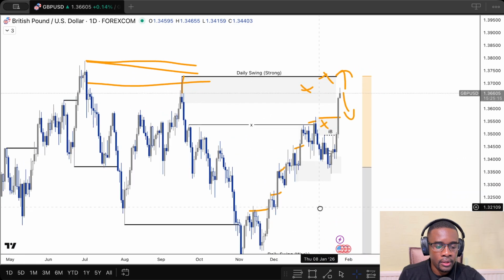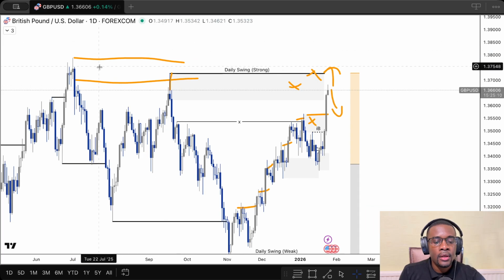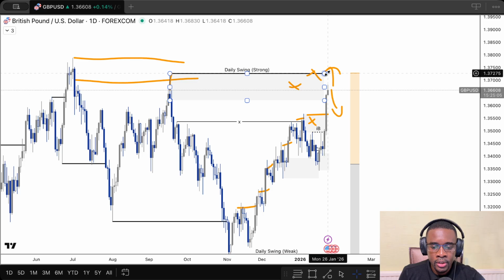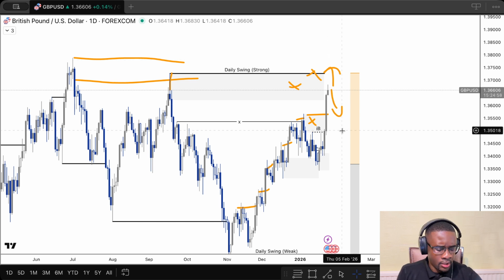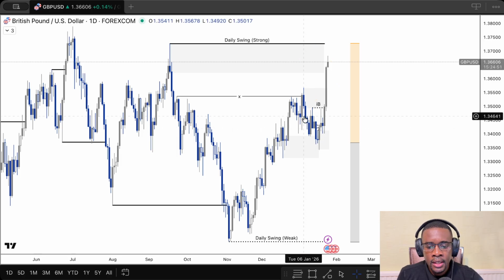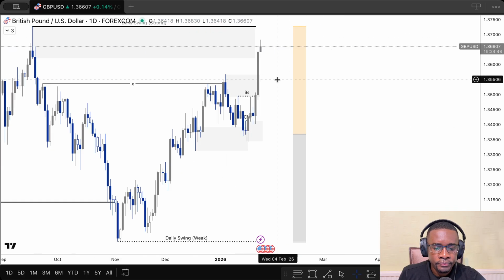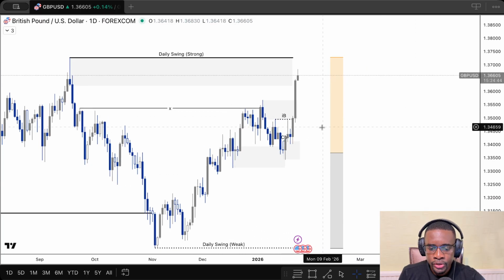Let me do it like this. So we can expect deeper mitigation. This might fail, but because we still have structure, we might have a stronger reaction coming back down. But as it stands, yes, price is currently bullish. That has failed.